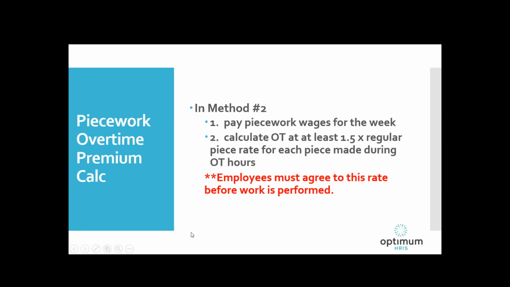In the second piecework overtime calculation, first off, before anything, you have to have the employee's agreement to use this method, and I'll explain that in a minute. But in this method, you would pay the piecework wages, that's a rate times the number of pieces produced in a week, and then you would calculate overtime using a rate that's at least 1.5 times the regular piece rate for each piece made during any hours over 40.